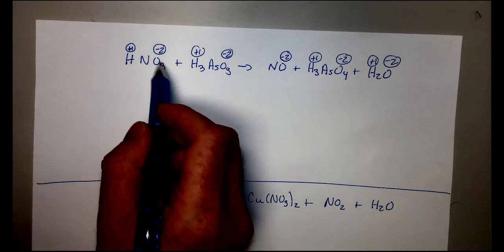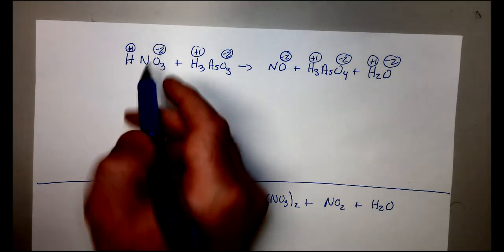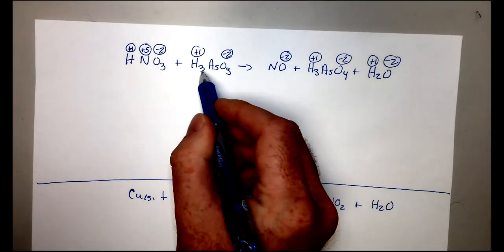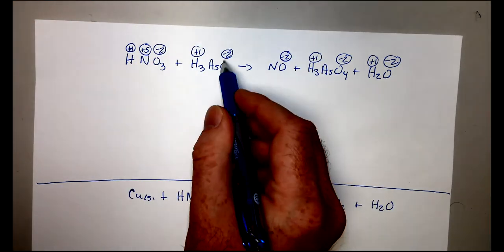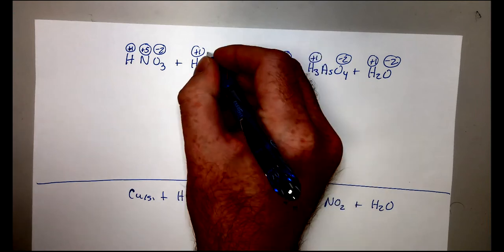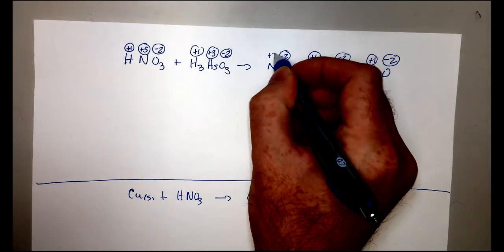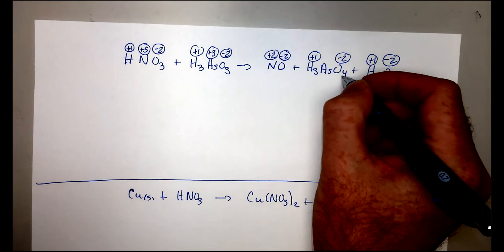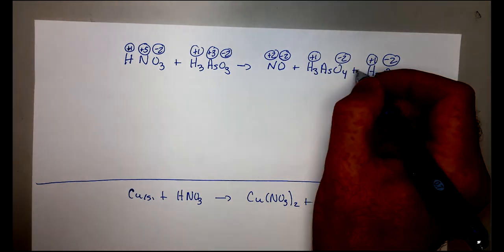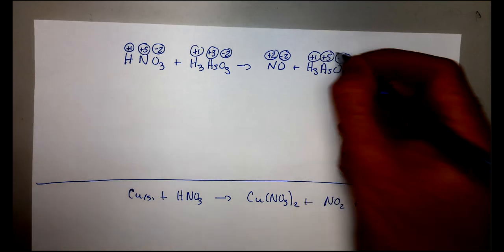So we've got 3 oxygens times minus 2, that's going to be minus 6, plus 1 is minus 5, so this will be plus 5. For the arsenic, that's going to be 3 hydrogens, plus 3, and 3 oxygens is minus 6, so this will have to be plus 3. For the product, 4 oxygens is minus 8, plus 3 hydrogens is plus 3, so the arsenic is plus 5.